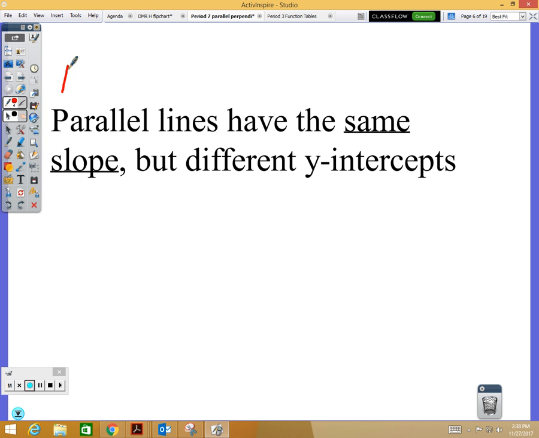So right here, this is an important thing. Parallel lines have the same slope, but different y-intercepts. Parallel lines have the same slope, but different y-intercepts. And some of you say you remember that from last year, so that's good.